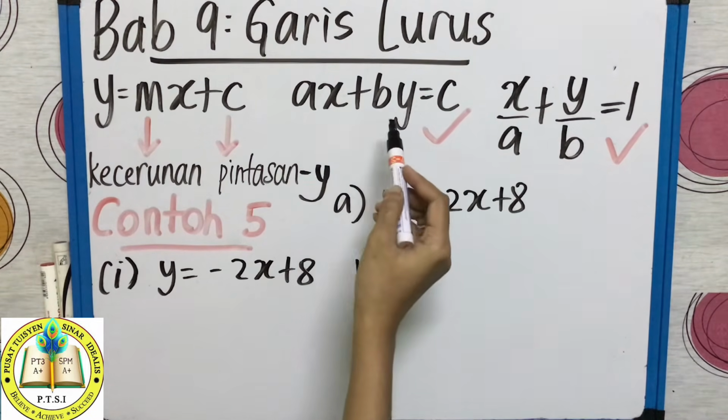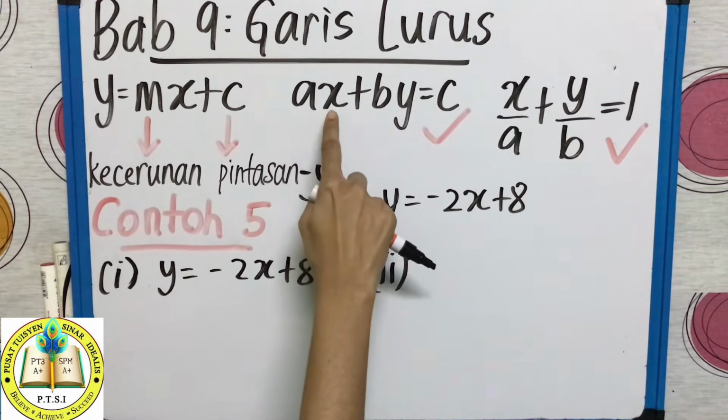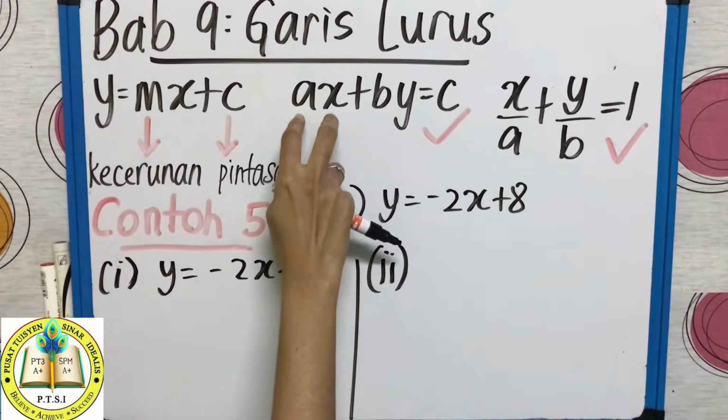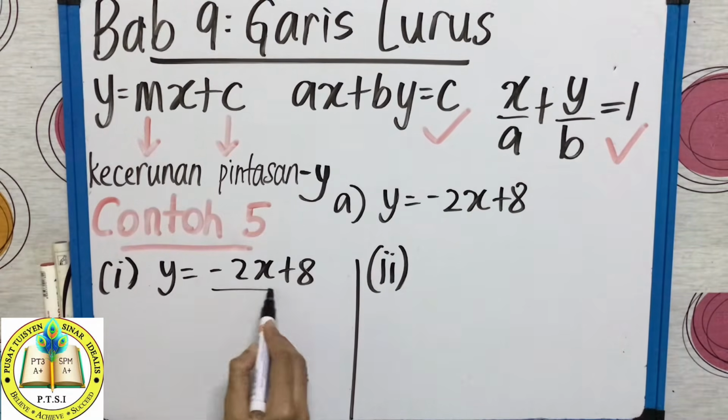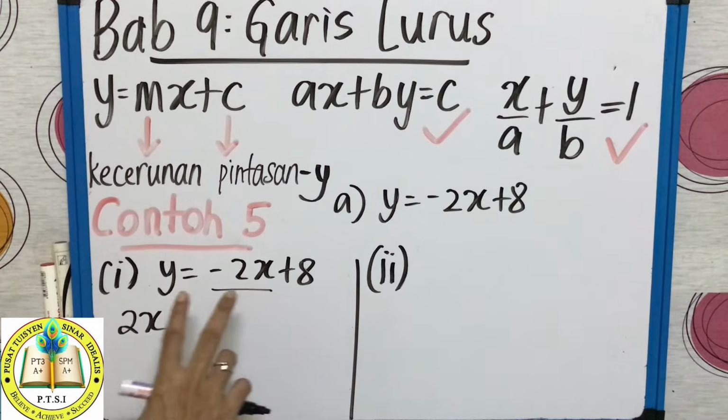Okay, ax plus by sama dengan c. Sini ada y. Okay. But this one is ax, right? So ax must come first. Yang ini negative 2x. So, negative 2x come to the front will be positive 2x. Whenever pass by, the equal sign will change. Ingat kan?